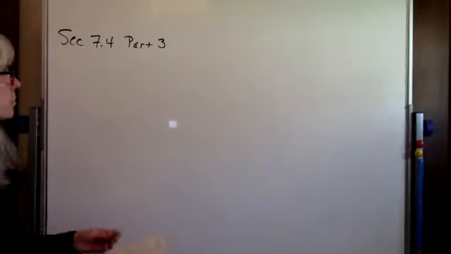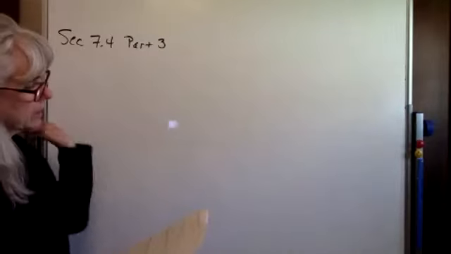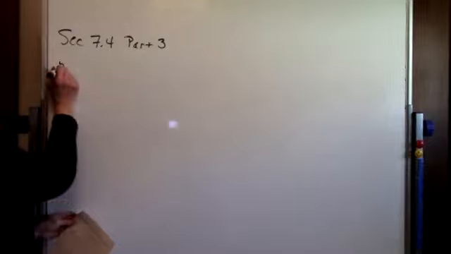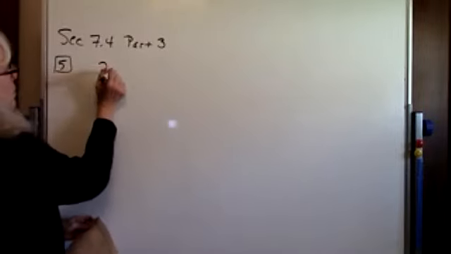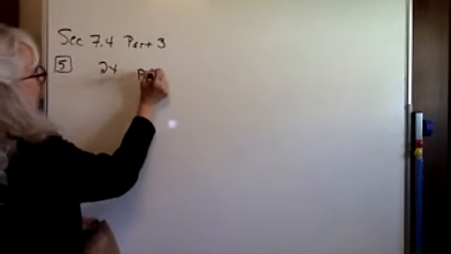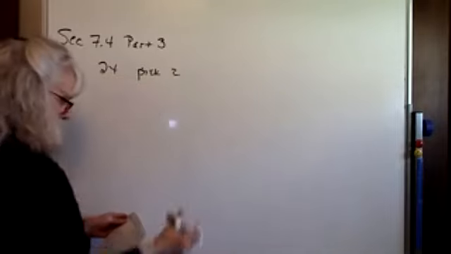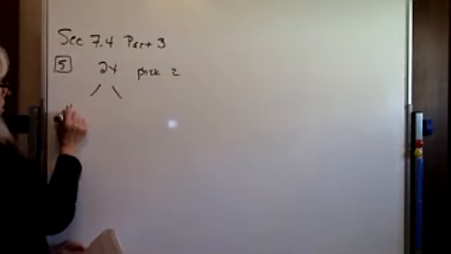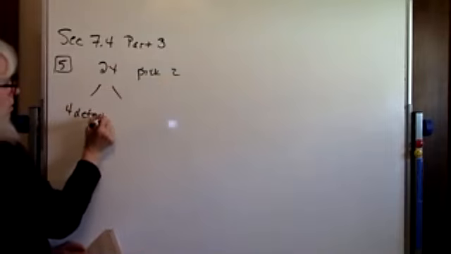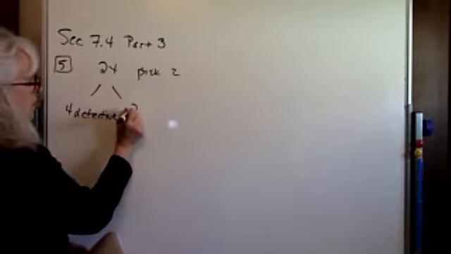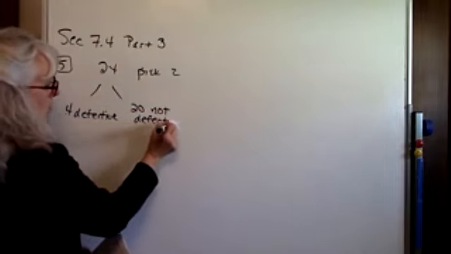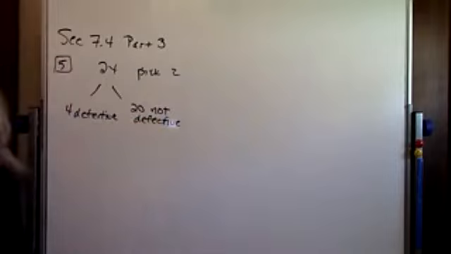Our next example from part 3 of section 7.4 states, 2 light bulbs are selected from a lot of 24. We're going to pick 2 of them. We know that 4 are defective. So amongst this 24, 4 are defective, which does mean that the other 20 are not defective. Just putting information down to deal with.